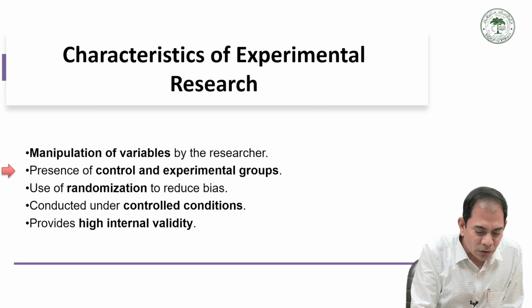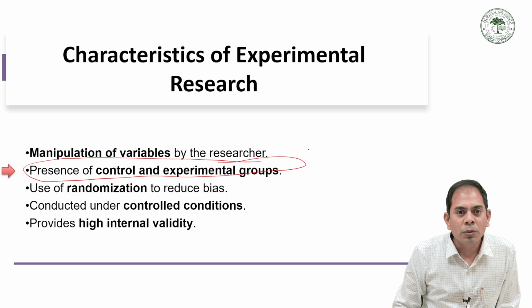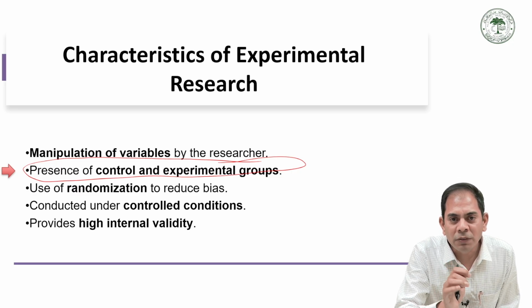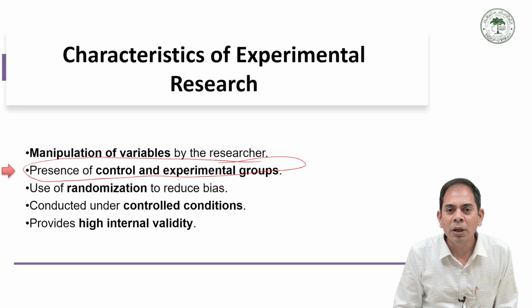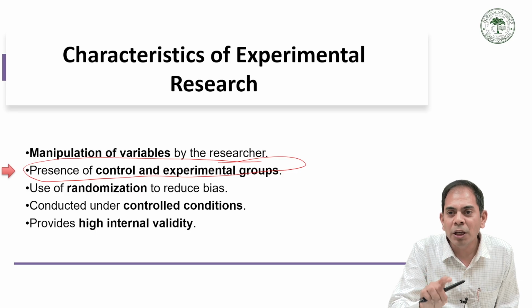Next is the presence of a control group and an experimental group. One group receives the treatment, that is called the treatment group. The other group does not receive the treatment, this is called the control group. This allows for accurate comparison and better understanding of the research.